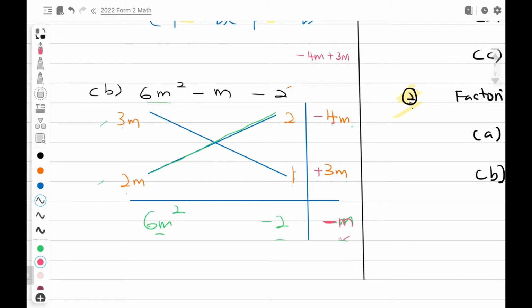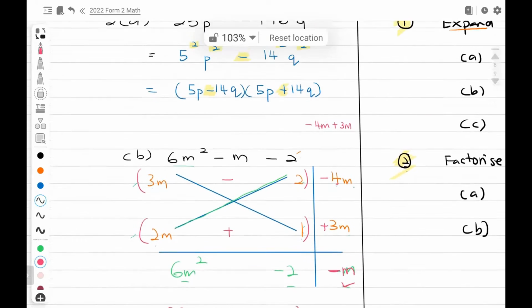It's correct already. Then you move the symbol to the middle, insert the brackets. Then you will get the factorization. So this will be the answer for 2b. For 3 terms, you have to use X factor. 2b, okay? I'm assuming yes, then I go back to 2a.